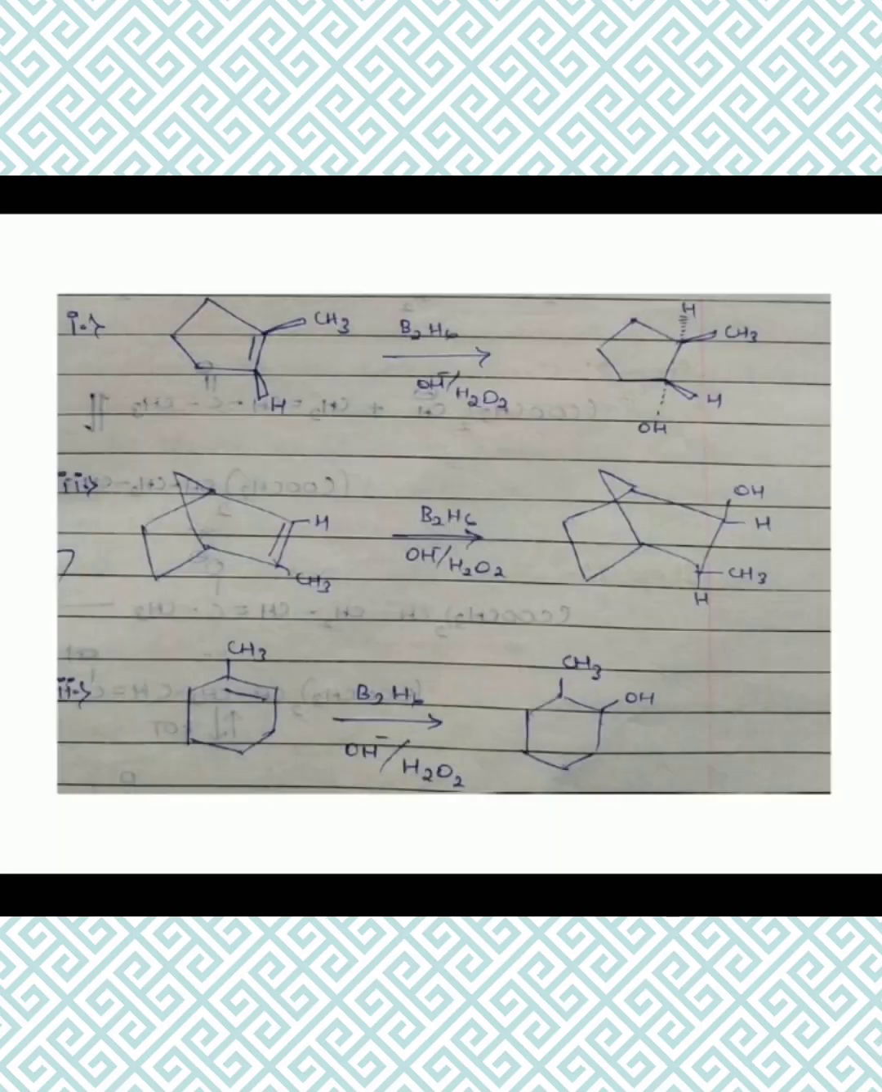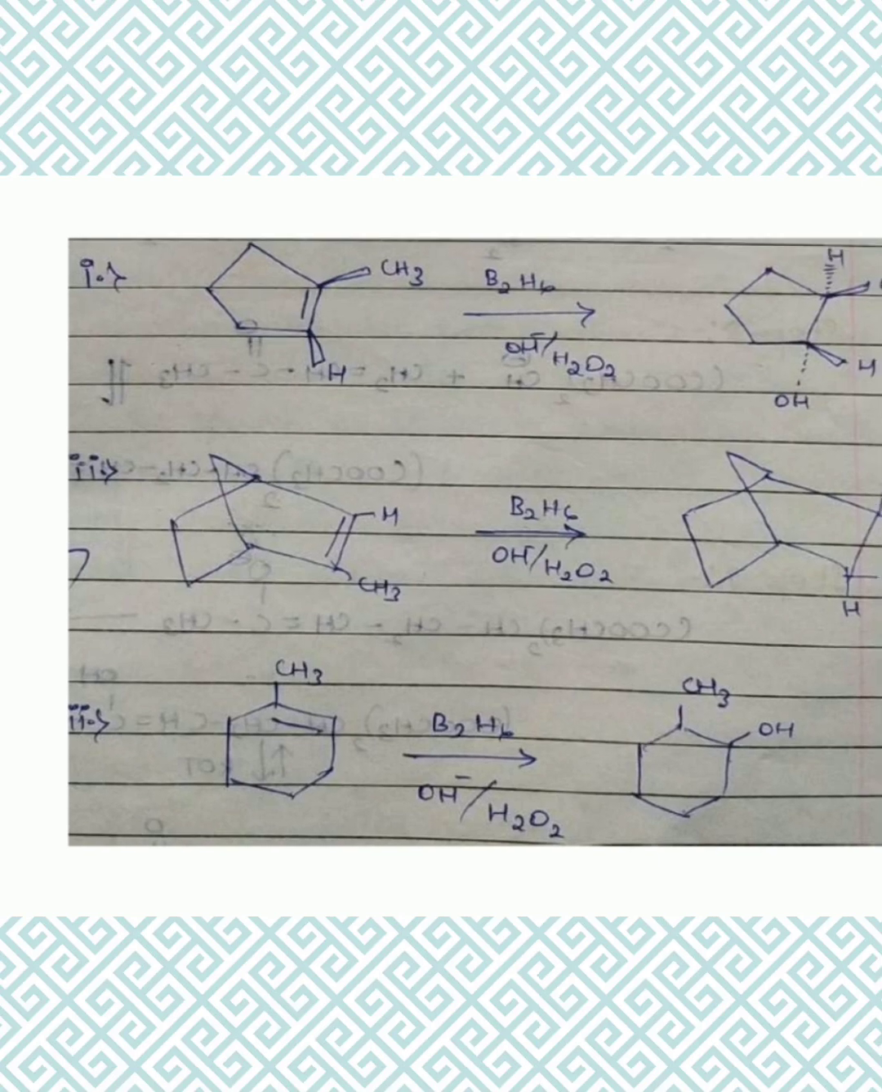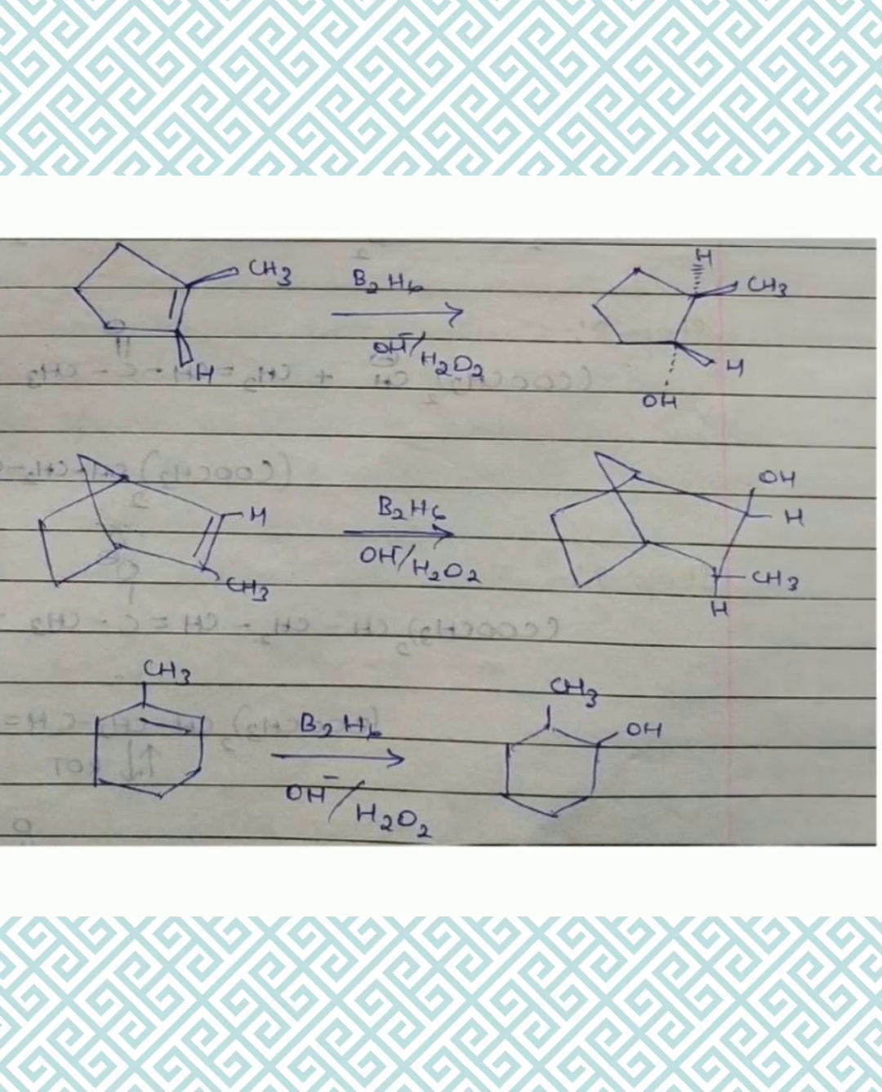These are all examples of hydroboration oxidation reactions. In the first reaction, when the alkene is treated with diborane in the presence of hydrogen peroxide, hydroxylation, that is addition of water, takes place, and you get the product alcohol, which is the anti-Markovnikov alcohol.